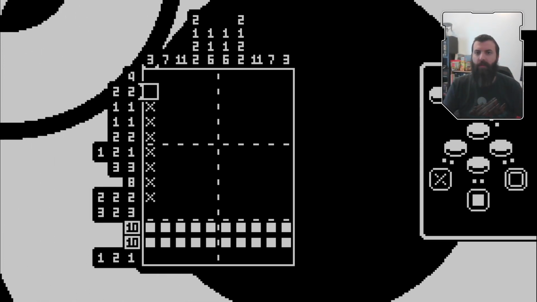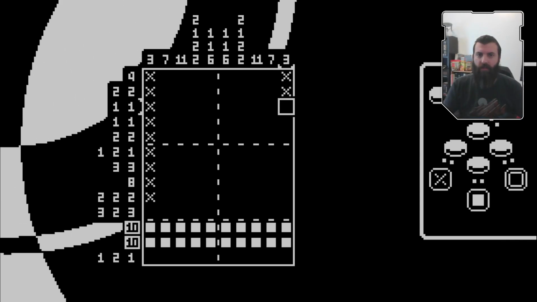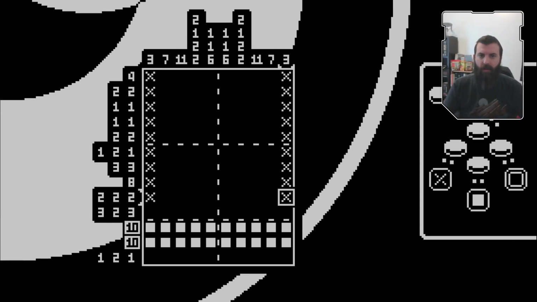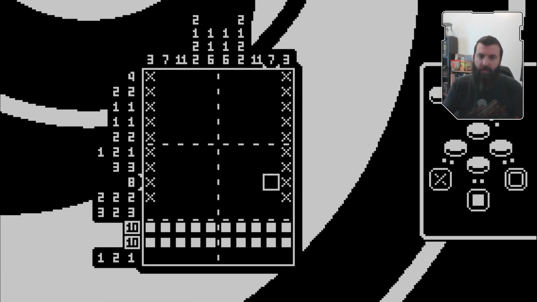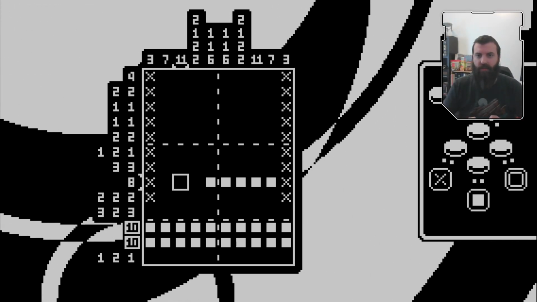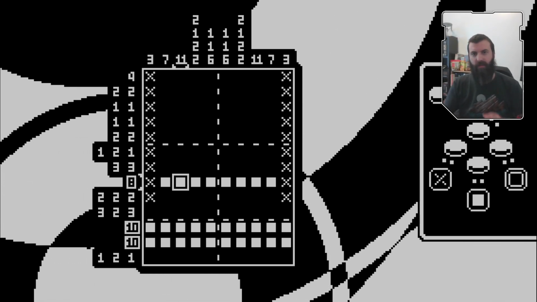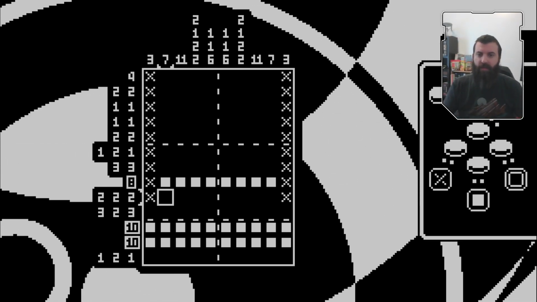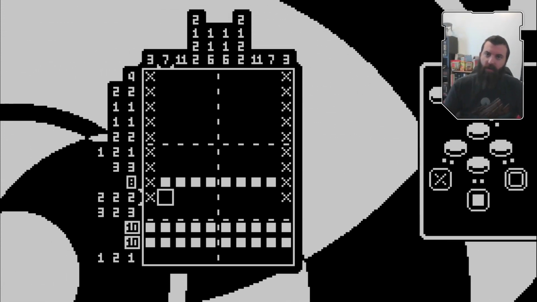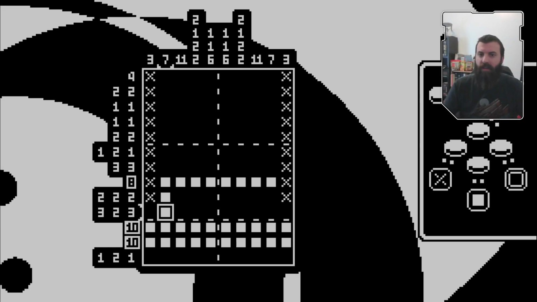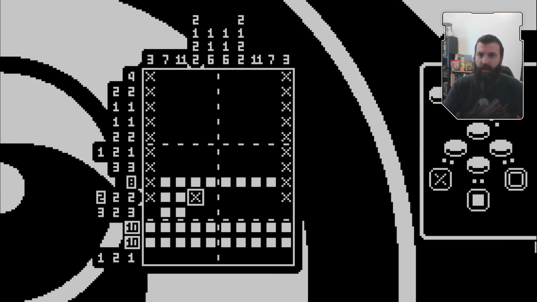And with those 10s in place, we can look at these vertical 3s. Go ahead and close out a bunch of stuff, which lets us look at this horizontal 8 and say, all right, it has to be filled in. Because that's filled in, we can look at these vertical 7s and 11s and say, well, these have to be filled in.